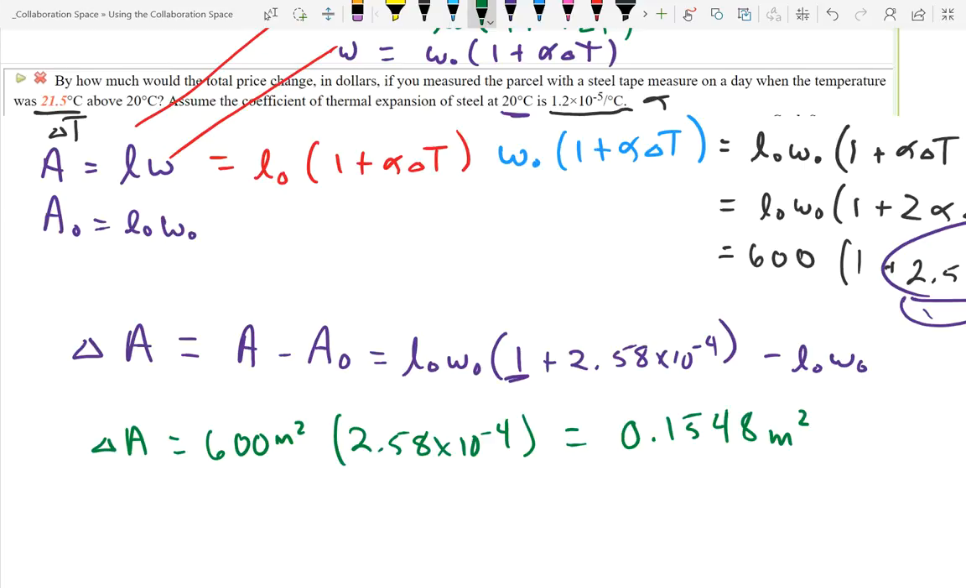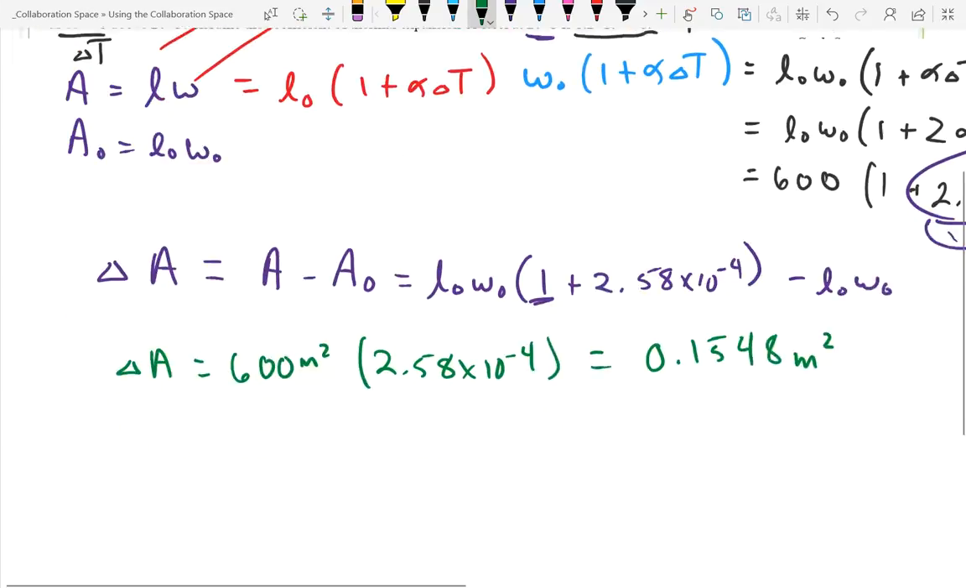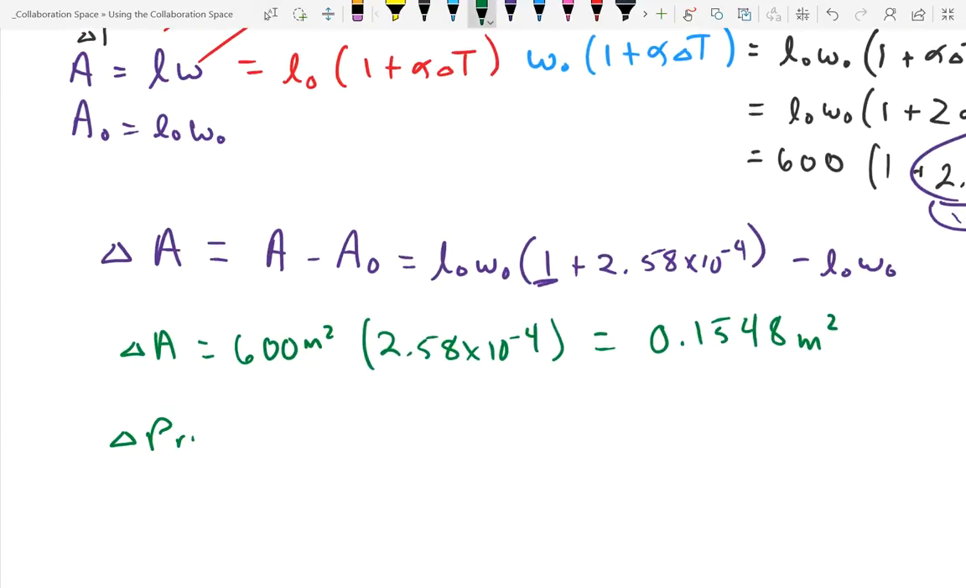So the area that I will get with this steel tape is 0.1548 meters squared larger. Now that's a small amount of area, but at the price given, the difference in price is equal to our $60,000 per meter squared multiplied by 0.1548 meters squared. How much is that? 9,288.